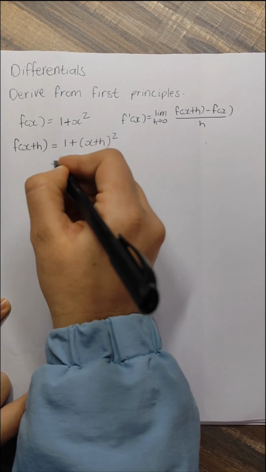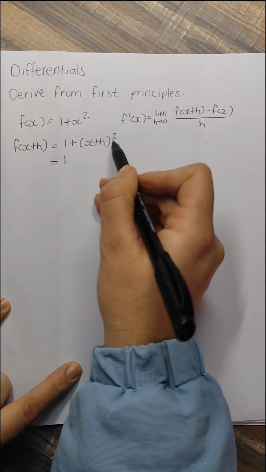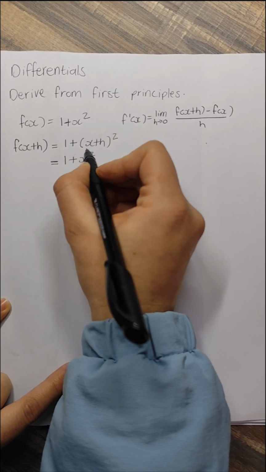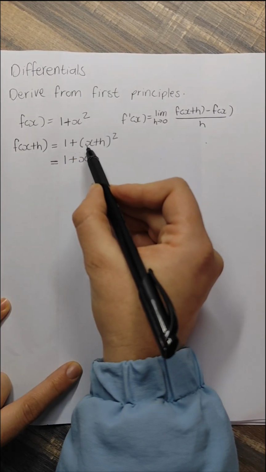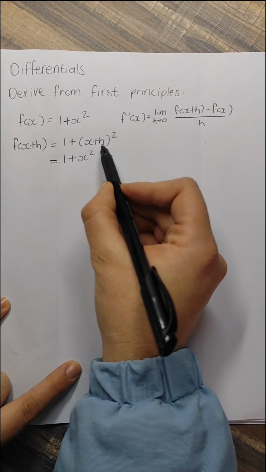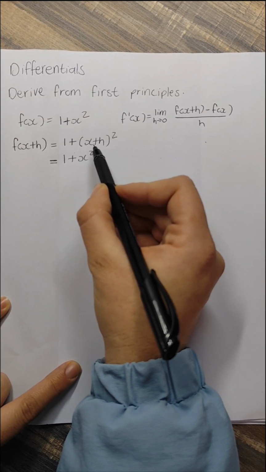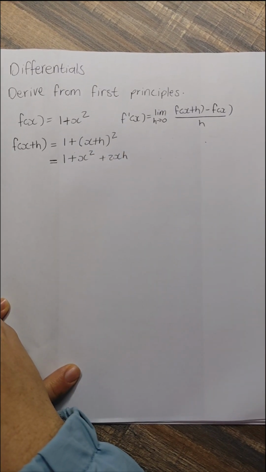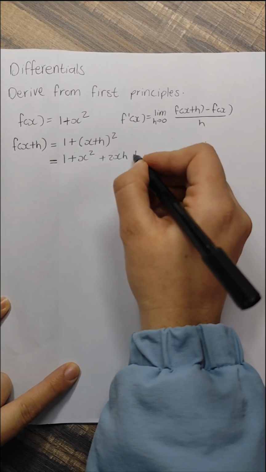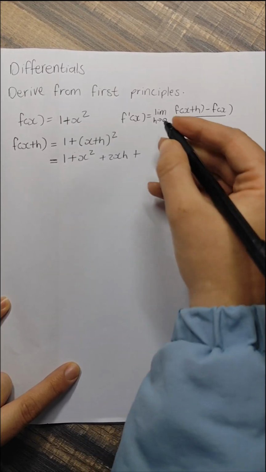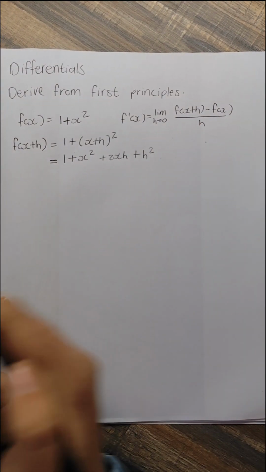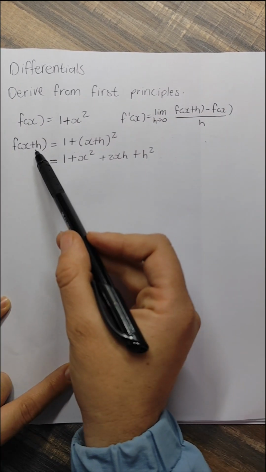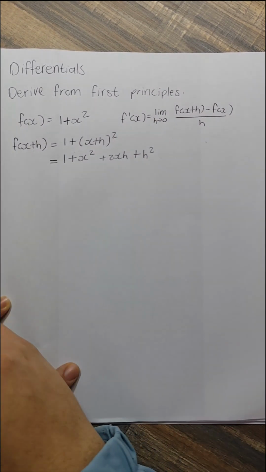And just as a reminder, how we simplify a bracket that is squared: I'm going to go plus x squared, so I square my first term. Then I take my first term, times it with my second term, and times that by 2. So plus 2xh, or hx, however you want to write it. Plus, and then we square our h, h squared. And as we see, we don't have any like terms, so that is fully simplified f(x + h).